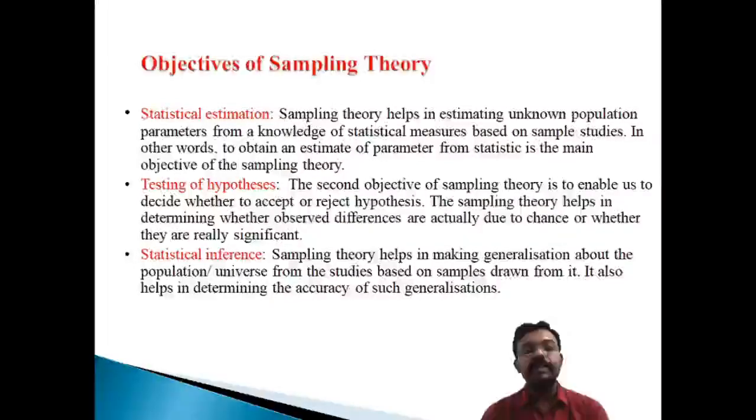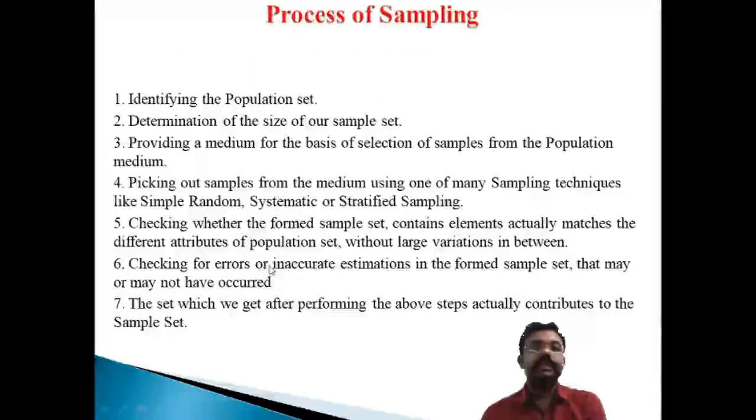So it's always helpful for the generalization. And these are the three important objectives of the sampling theory. The first is statistical estimation, which means it helps in estimating the unknown population. Another one is testing of the hypothesis. And the third one is statistical inference. Okay, these are the objectives of sampling theory. And what is the process of sampling? How can we conduct the sampling?